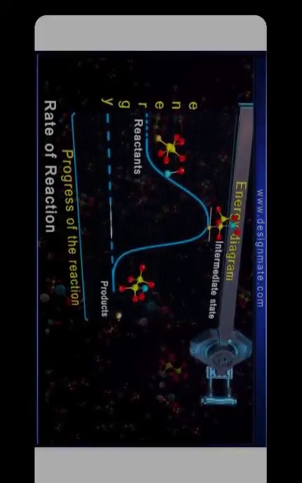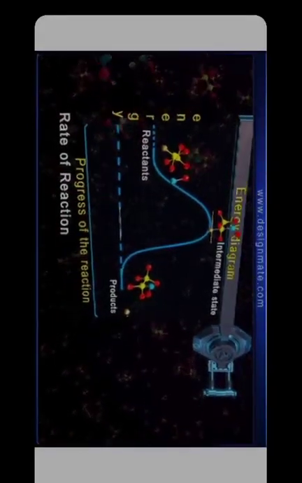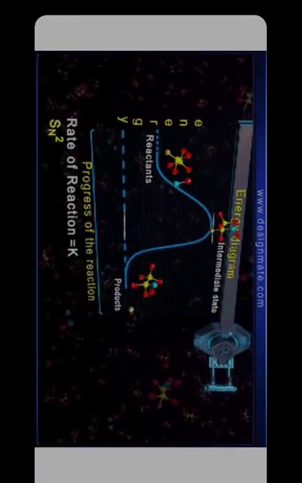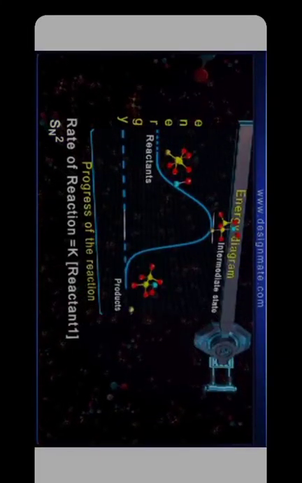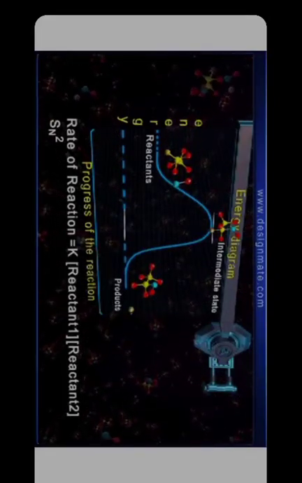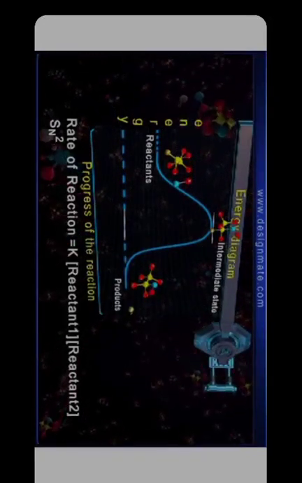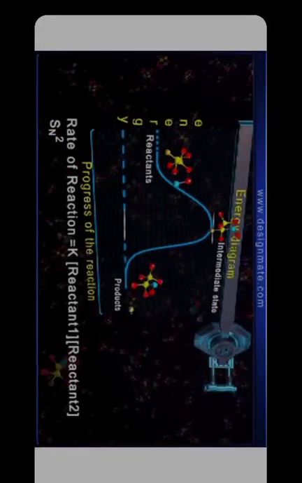In general, the rate of reaction for SN2 type of reactions is given by k multiplied by the concentration of reactant 1 and the concentration of reactant 2. Here, the number 2 represents the fact that the rate determining step is bimolecular. This rate equation also confirms that the reaction is bimolecular.